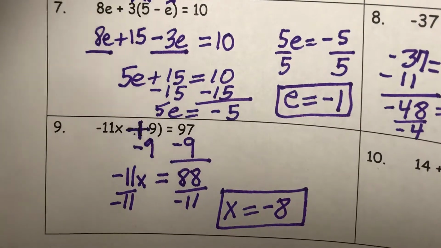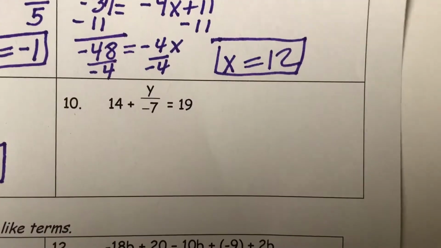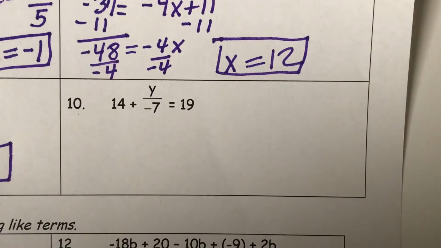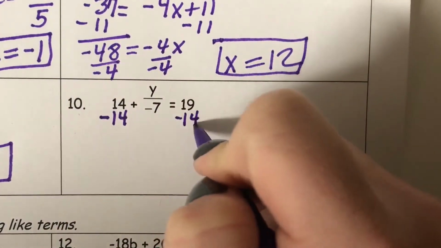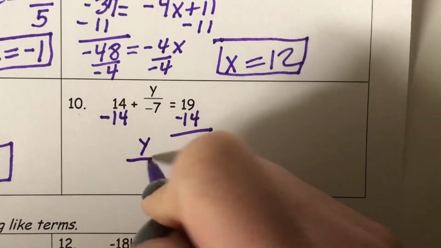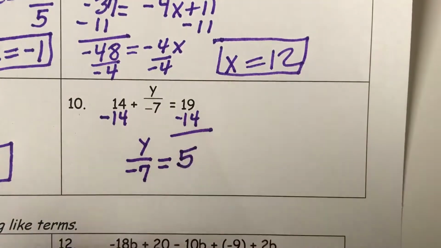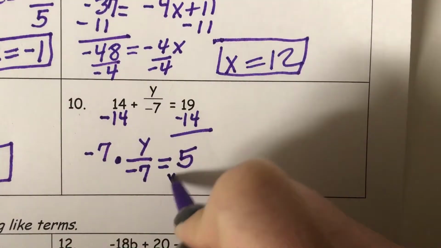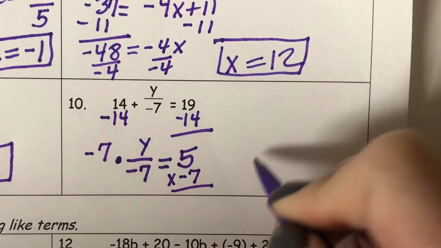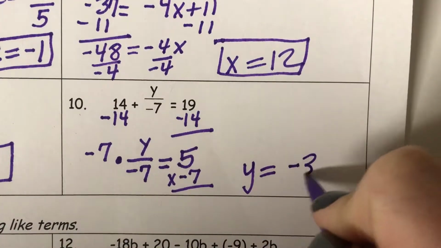All right, number 10. This is just a simple two-step. So to get 14 to the other side, we need to subtract the positive 14, and we are left with y divided by negative 7 equals 5. And then to get y by itself, we need to multiply by negative 7. And we are left with y equals negative 35.